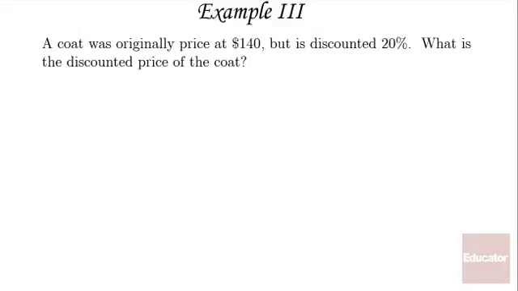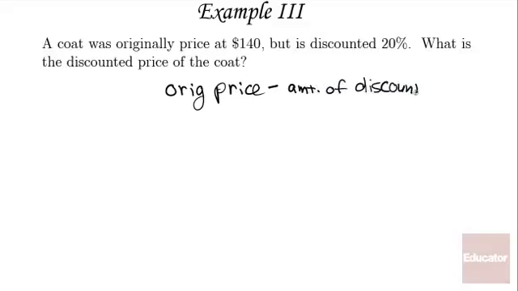A coat was originally priced at $140, but it's discounted 20%. What is the discounted price of the coat? Because this is a sentence, again, I want to translate it into an equation. If a coat was originally priced at a certain amount, I would take the original price, and then I would look and see that it was discounted. So I'm actually going to subtract the amount of the discount to get the final price, or the discounted price.